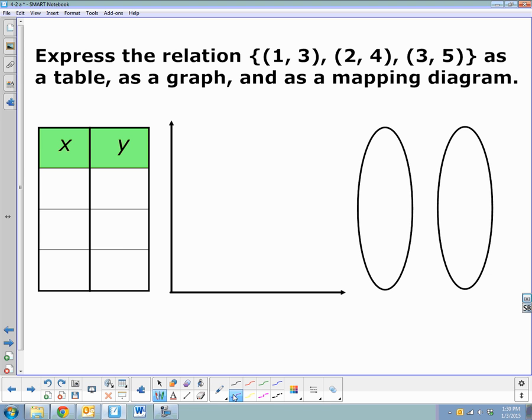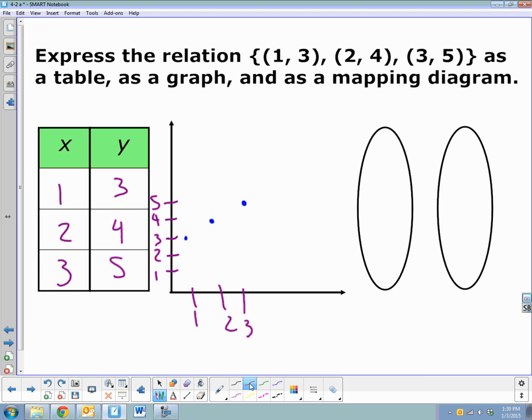So the table, my input, 1, 2, 3. My output, 3, 4, 5. Okay, I'm going to make a table, 1, 2, 3. And we'll just go 1, 2, 3, 4, 5 again. And 1, 2, 3. Okay. And I'm going to plot my points. So I've got 1, 3. I've got 2, 4, and 3, 5. And again, I'm not going to connect the dots because I don't know for sure if 1.5 will work.